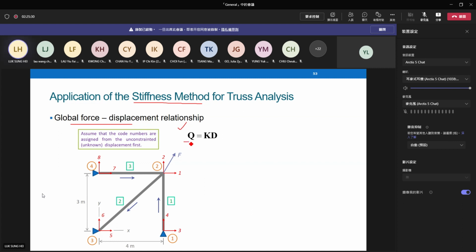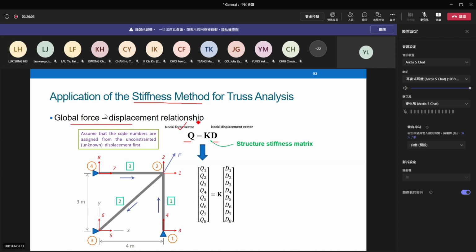We have seen these two terms at the beginning of this lecture. They are the global force vector and global displacement vector. For example, for this truss structure, we have 8 degrees of freedom. K is the structure stiffness matrix, the one that we discussed in the previous part. Q is the nodal force vector in the global coordinate system. D is the nodal displacement vector in the global coordinate system.